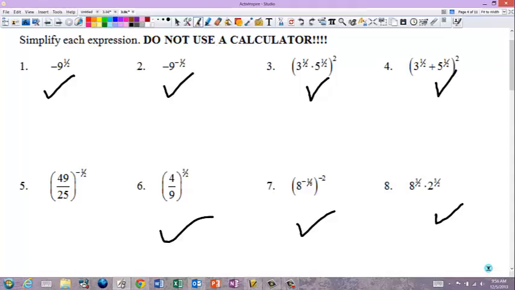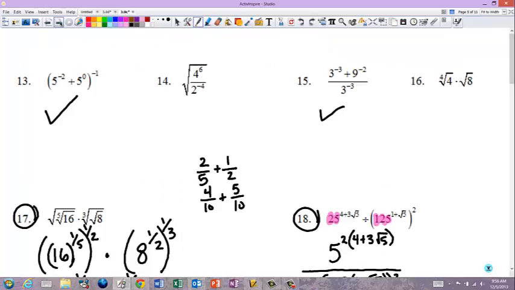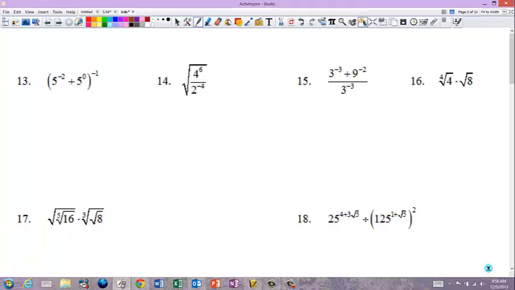The negative 1/2 would distribute to both, so it would be 49 to the negative 1/2 over 25 to the negative 1/2. The negatives flip, so it would be the square root of 25 over the square root of 49, which ends up being 5/7. We had already done 13, 15. I'm going to go through and work 17 and 18. We've done these in another paper.